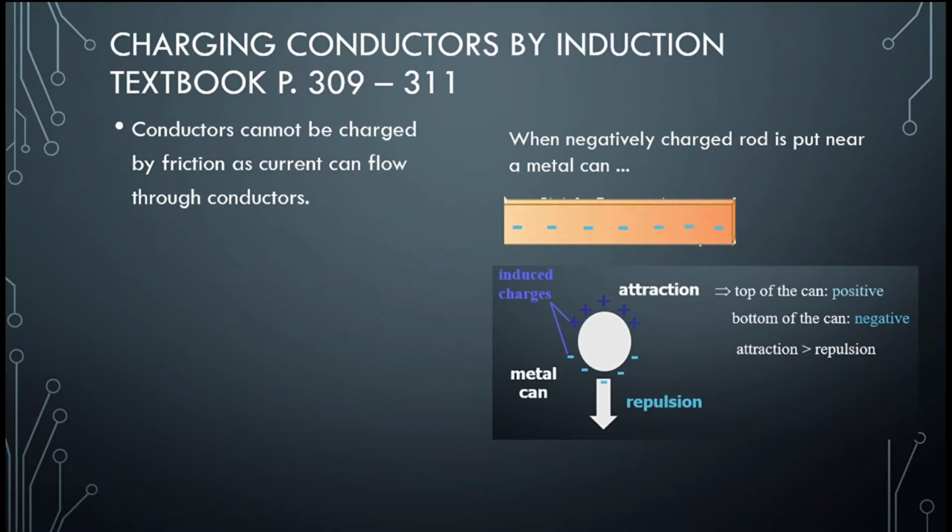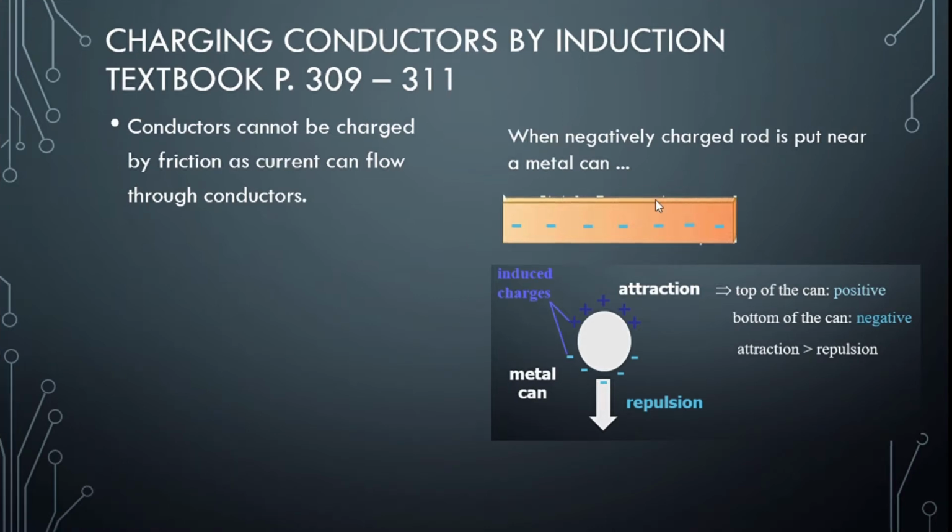Conductors cannot be charged by friction, as current can flow through the conductors freely. When a negatively charged rod is put near a metal can, this happens. Take a look at this example. When you put a negatively charged rod near a metal can, this can happen.